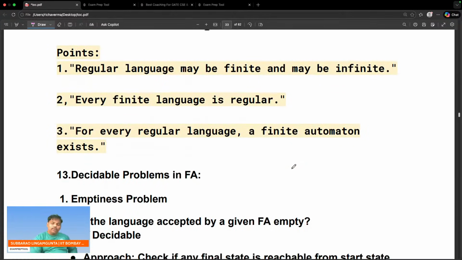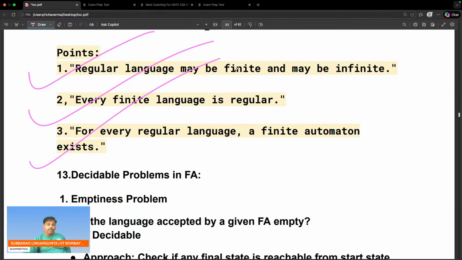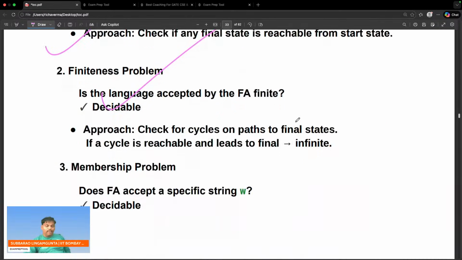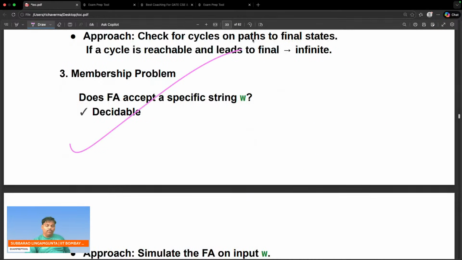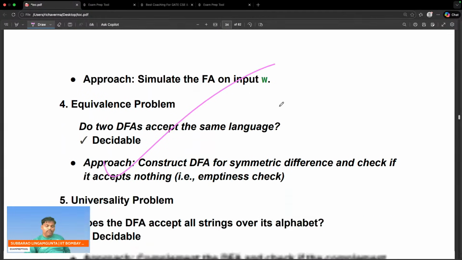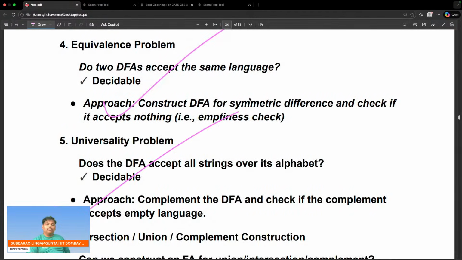Next one. A regular language may be finite or infinite. Every finite language is regular. For every regular language, a finite automaton is available. Decidable problems for finite automata are the emptiness problem, finiteness problem, as you know very well, and the membership problem. Next one is the equivalence problem. Next one is the universal problem, which means accepting everything.